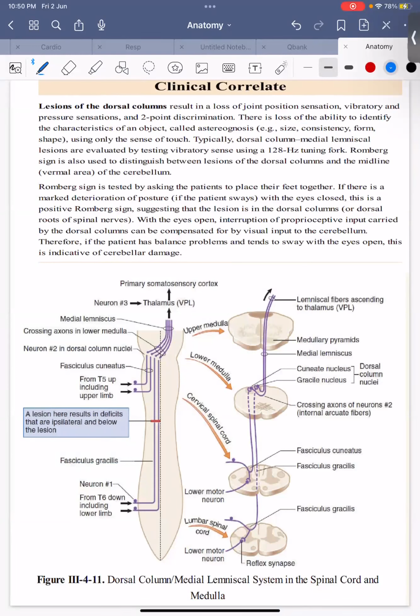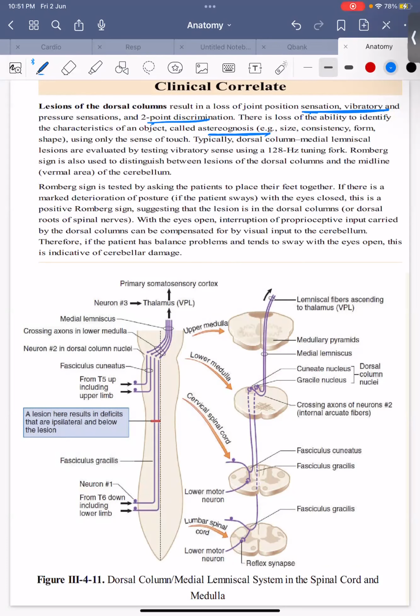Now let's talk about the lesions of the dorsal column. We know they carry the sensation of vibration, position sense, pressure sense, and two-point discrimination. There is loss of the ability to identify the characteristics of an object, known as astereognosis. You cannot identify the size, consistency, form, and shape of the object using the sense of touch.